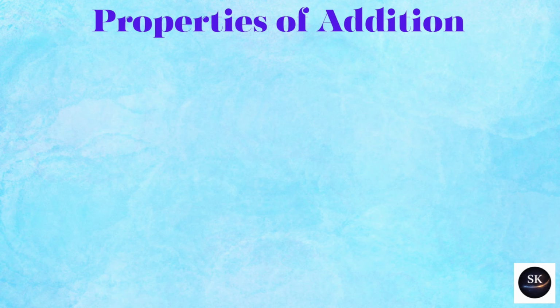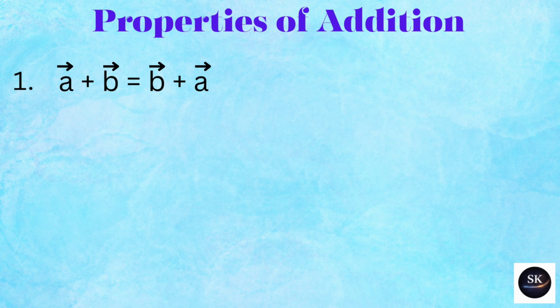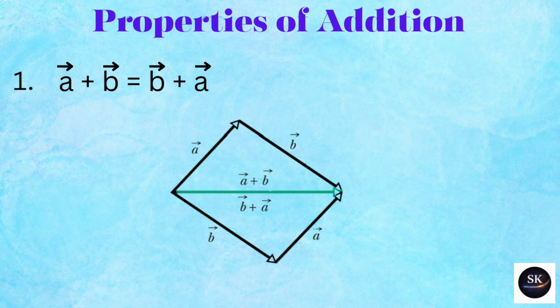It's also important here to know some properties of vector addition. The first one is that the order of addition does not matter. Adding a to b gives the same result as adding b to a. So a plus b equals b plus a. This is known as commutative law.